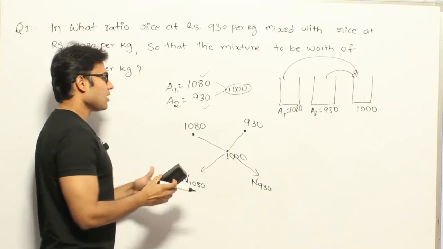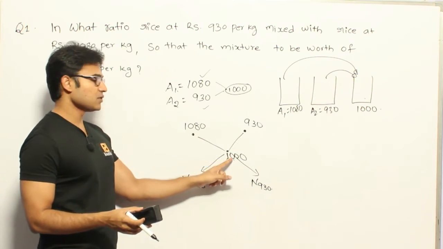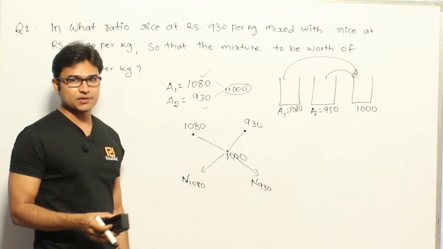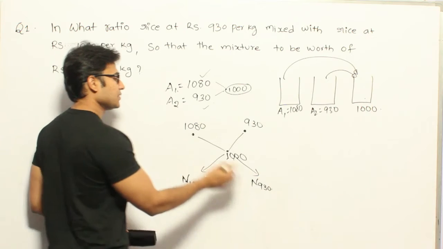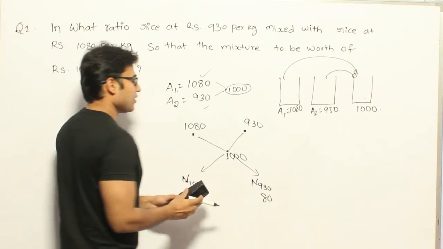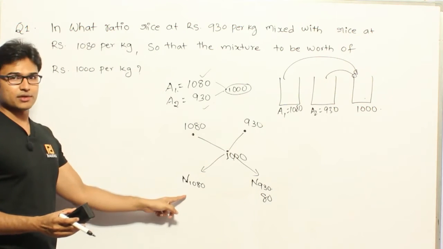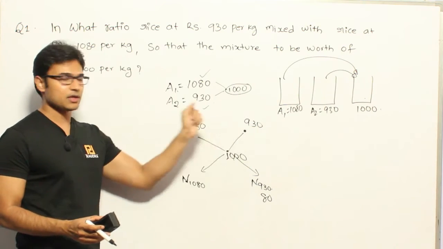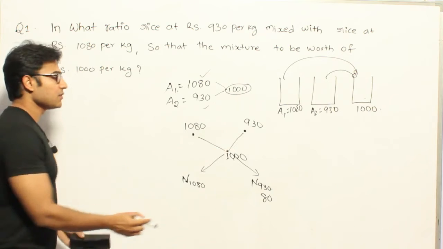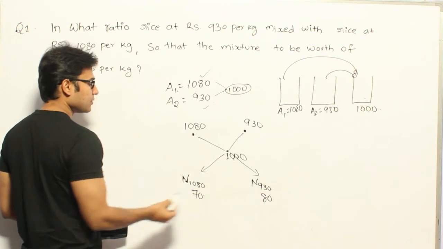So what is it? Higher value, the average of the mixture, and the lower average. Now you take this difference and you write it there. So what is the difference? 80. And you take this difference and you write it over here, right? When I talk about the difference, you have to take the higher number minus the lower number, right? So what is the difference here? 70.